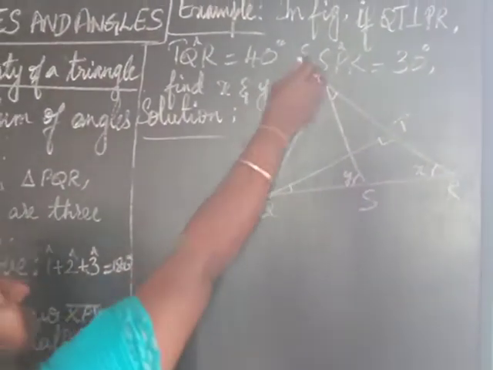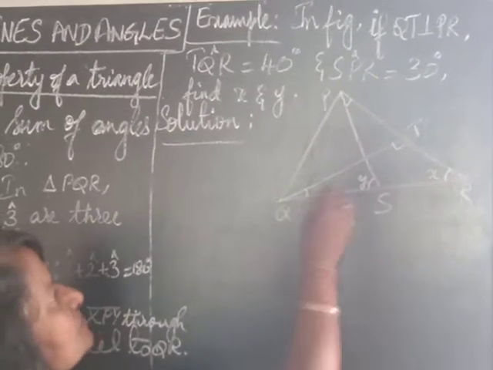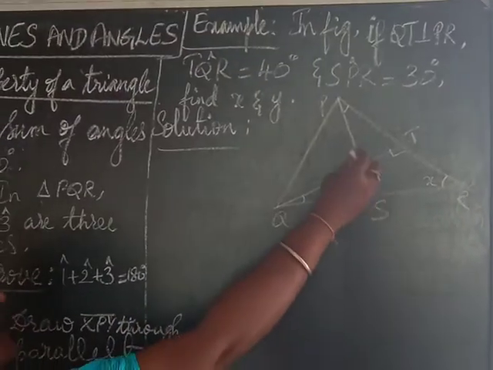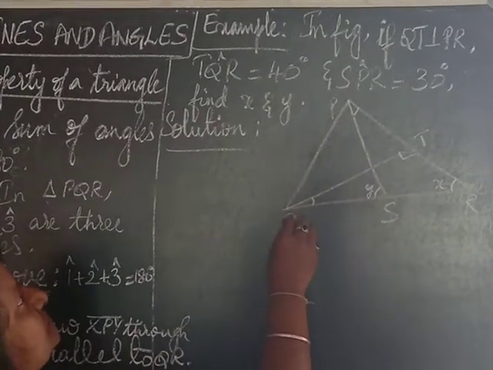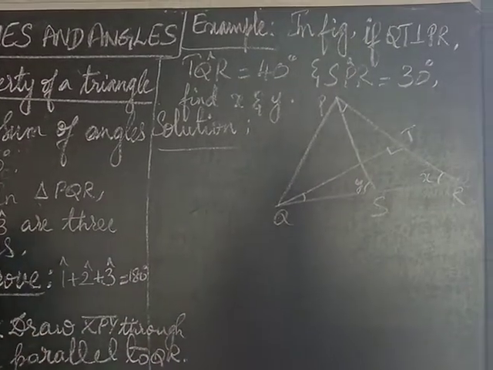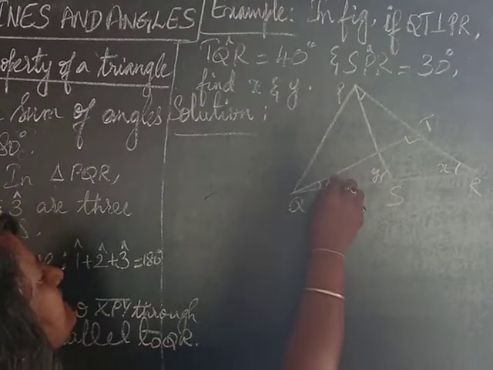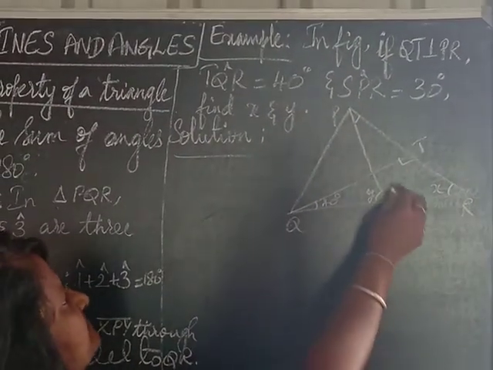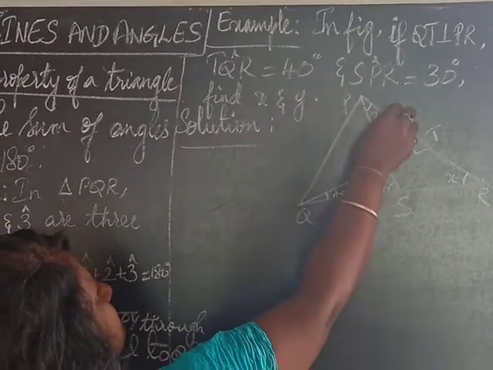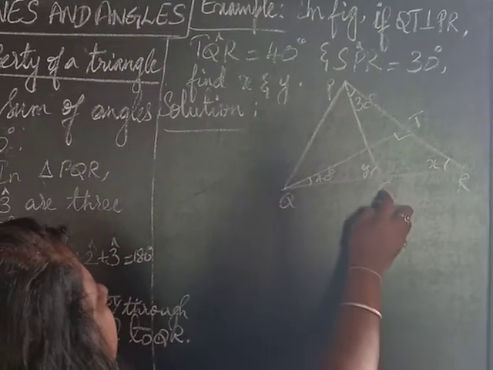In the figure, QT is perpendicular to PR, and angle TQR is equal to 40 degree. And angle SPR is equal to 30 degree, children. So now we have to find out X and Y. Angle R is X, angle S is Y.